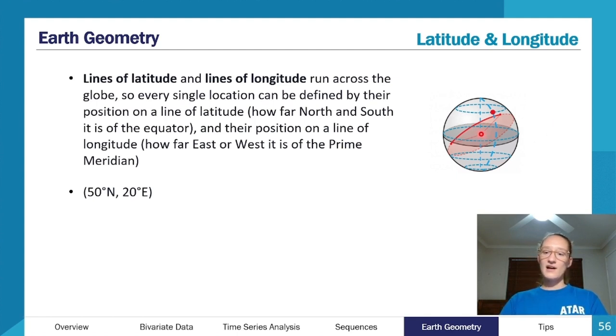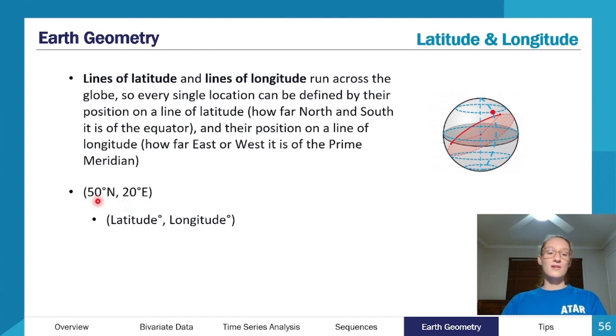So again, by seeing, okay, what is our angle of elevation from there to there? I've said it's about 50 degrees. It's probably a bit more. And then how far east have we gone this way? We've said about 20 degrees away from the prime meridian. We've been able to pinpoint what the latitude and longitude is for that point.